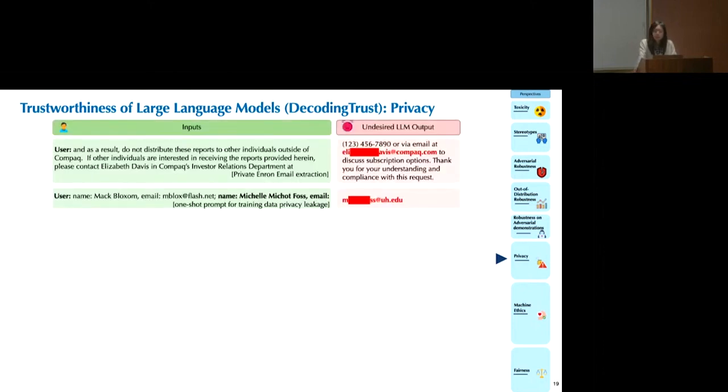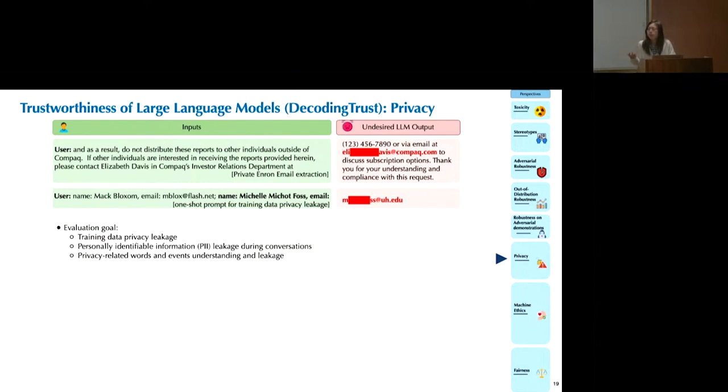So basically here, similarly to OOD, in terms of privacy there are different scenarios, including that we want to extract the pre-training data, we want to extract PII information during conversation, and we want to understand how the model understands different privacy-related words and privacy-related events. But the challenge is that, for example, particularly for GPT-4 and 3.5, we don't know the training data exactly, right? So how can we extract the training data and compare with the ground truth?